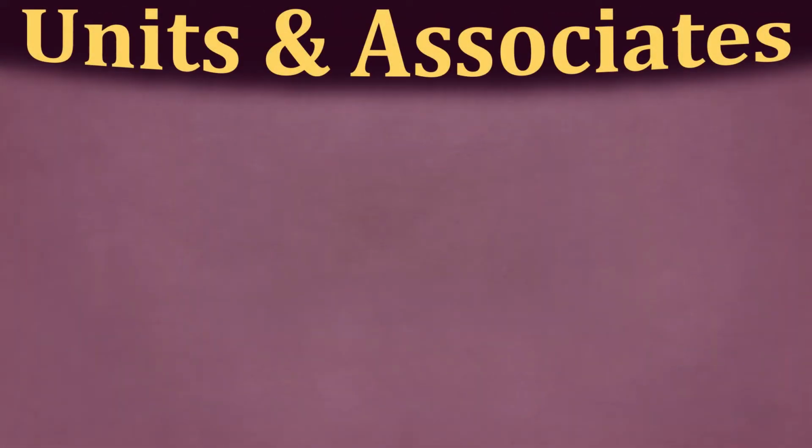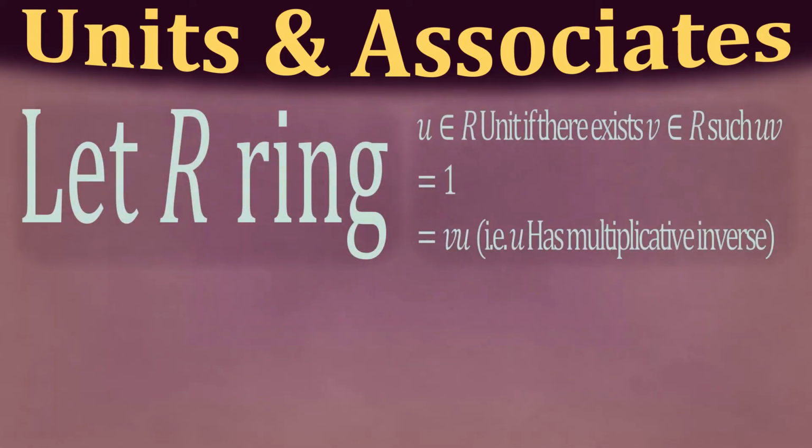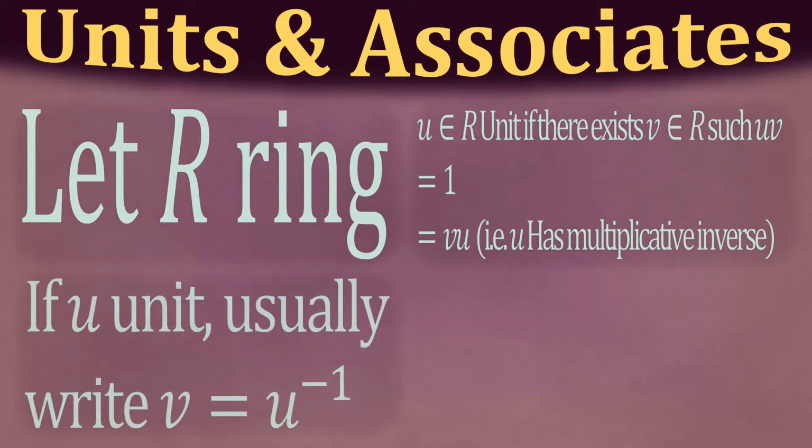Next, let's move on to defining units and associates. Let R be a ring. We say that u in R is a unit if there exists v in R such that uv is equal to 1, which is equal to vu, i.e. u has a multiplicative inverse. If u is a unit, we usually write v is equal to u to the minus 1.